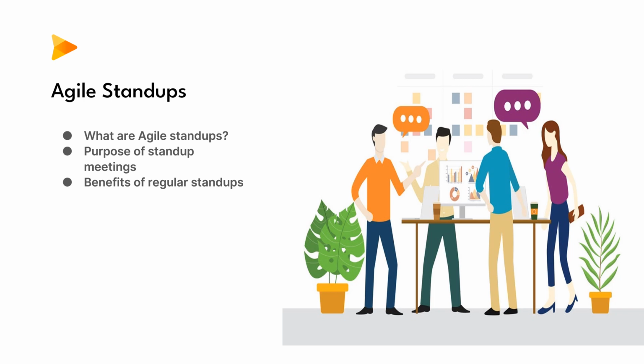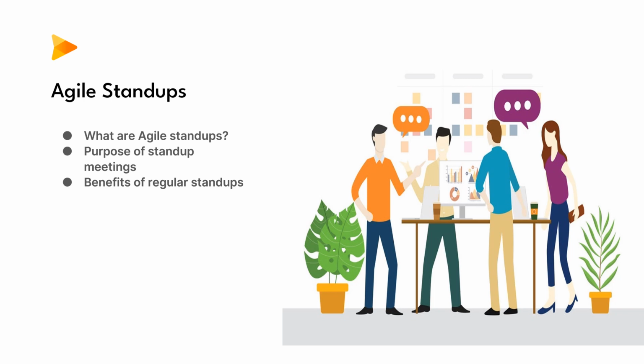An Agile stand-up, also known as a daily stand-up or daily Scrum, is a brief, time-boxed meeting that occurs at the same time and place every day. The goal of the stand-up is to facilitate coordination among team members, ensure everyone is on the same page, and identify any potential obstacles that may hinder progress.